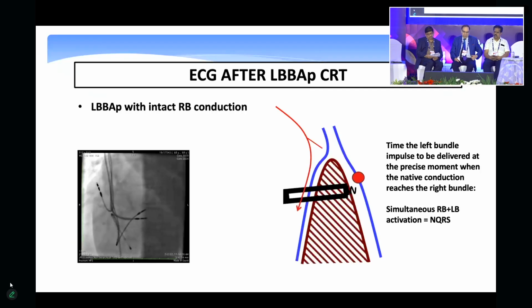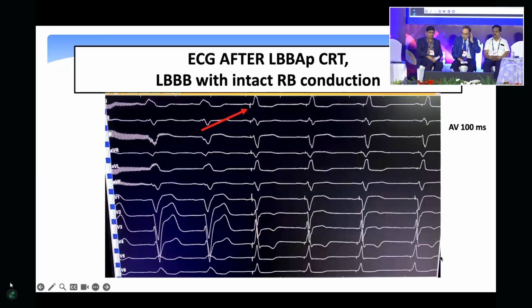That is very important. The second thing that is important is, if we pace the left bundle at a time when the native right bundle conduction comes, we are activating the right bundle and the left bundle simultaneously, you end up with a narrow QRS. So let me show this. That is an AV delay of 100 milliseconds. We are activating the left bundle a little late. There is a little bit of incomplete left bundle branch block.